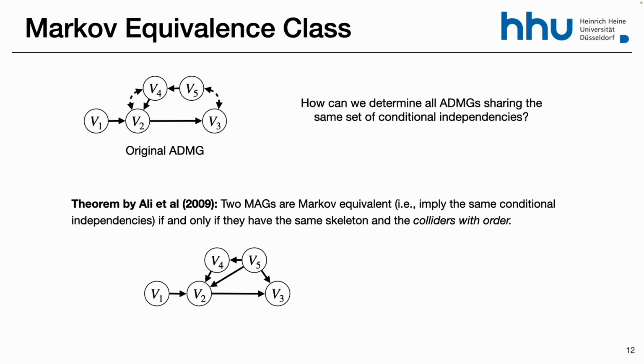In our example, we have two colliders with order. We don't have a collider with higher order here. Actually, we have, so let's start with order 0. Order 0 are the unshielded colliders, right? V1, V2, V4 and V1, V2, V5 are both unshielded colliders because they are triplets where the first and the third variables are not adjacent, so they form a collider of order 0. But higher orders could be created by discriminating paths.